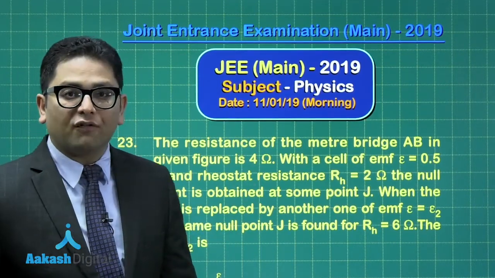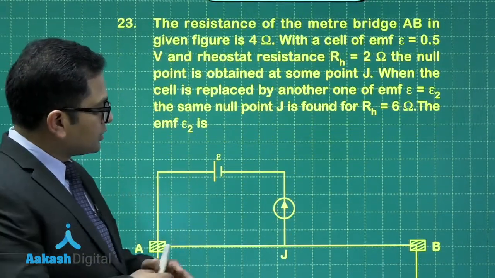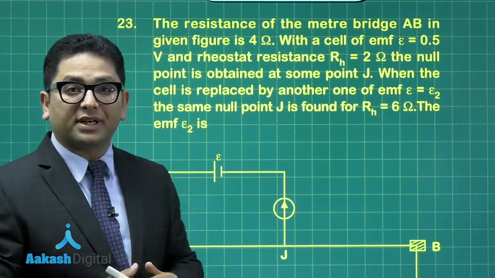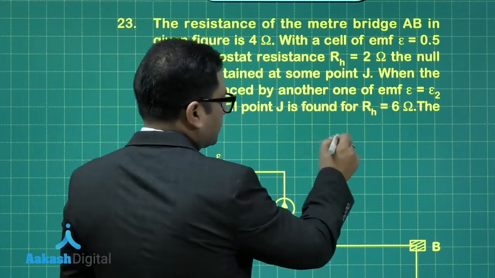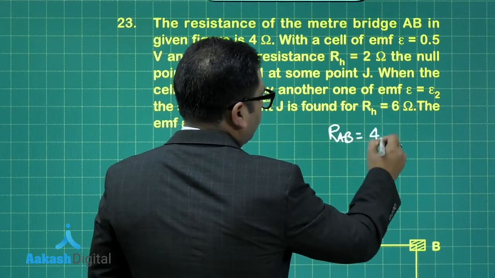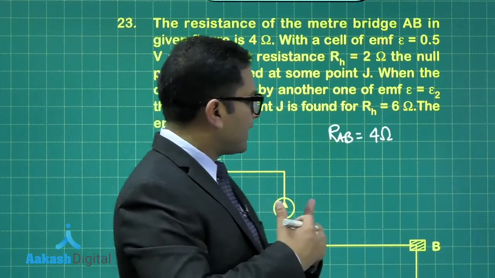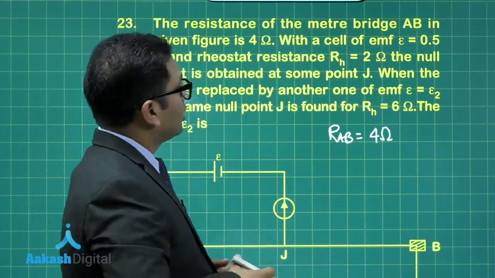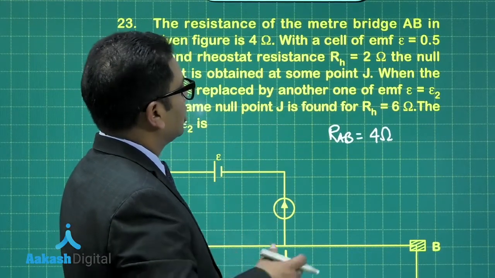It says the resistance of the meter bridge AB in the given figure is 4 ohm. Let me just show you where the meter bridge is. So there is a meter bridge AB, and the resistance of the meter bridge is 4 ohm. Since it is a meter bridge, the resistance per unit length would be 4 ohm per meter. That's very straightforward. With a cell of EMF 0.5 volt and a rheostat resistance 2 ohm.